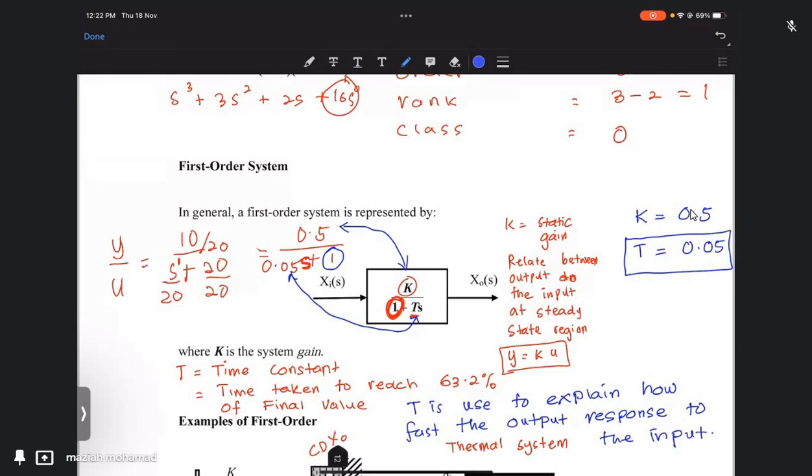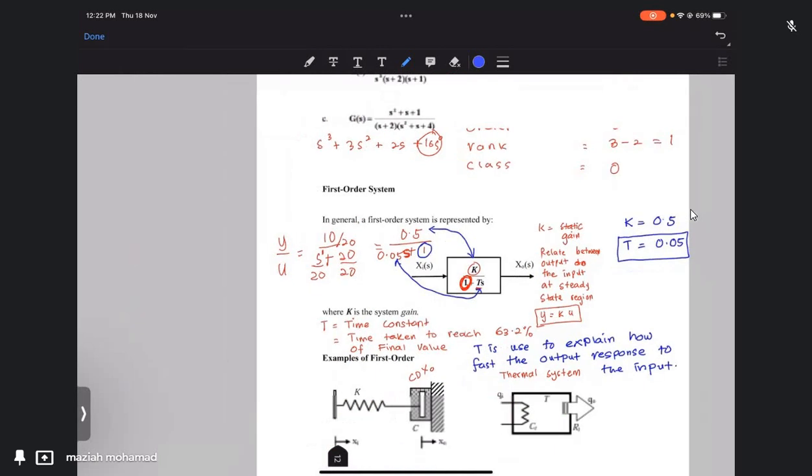Okay, so T is an important parameter because T will explain how fast the system will respond after we apply the input. Basically T is used to explain the reaction, how fast is the response of the system, how fast is the behavior of the system after we apply the input.